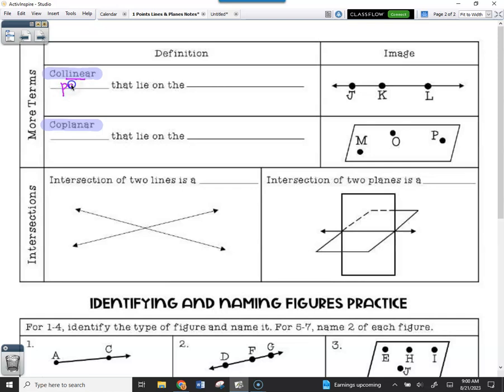It's points that lie on the same line. Points that lie on the same line. So for example, look at this picture to the right. We have a single line. Points J, K, L are what's called collinear because they're all on the same line. A single straight line shoots through them. That means they're collinear. They coexist on the same line.